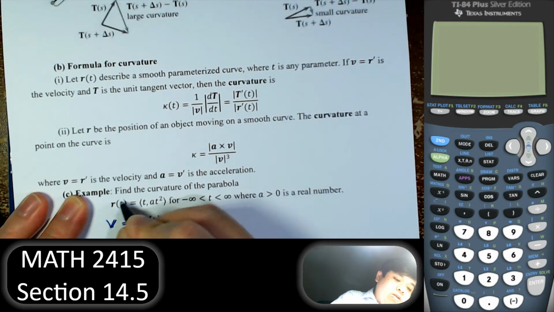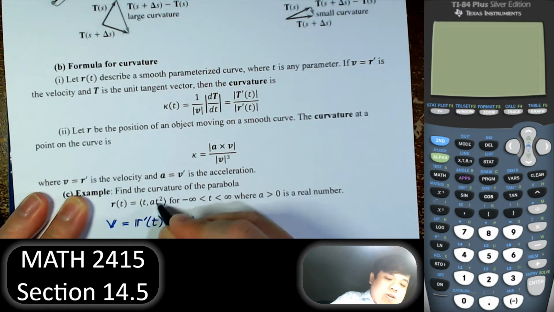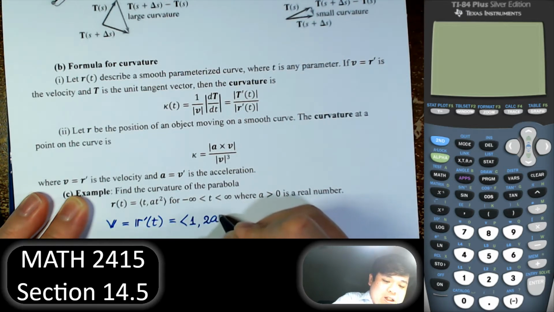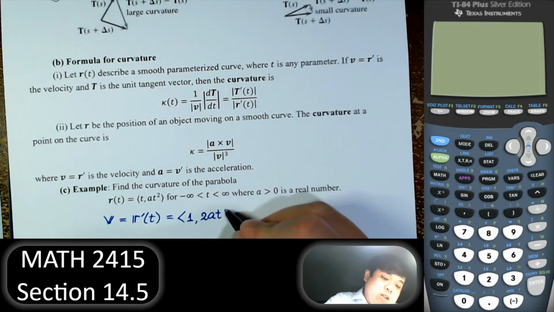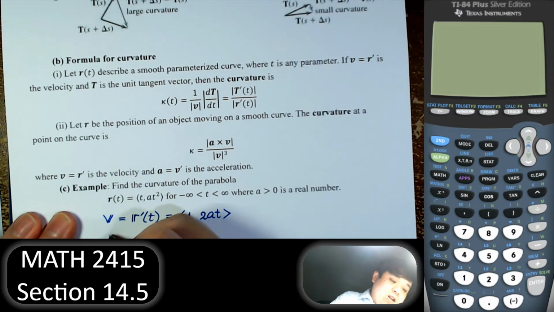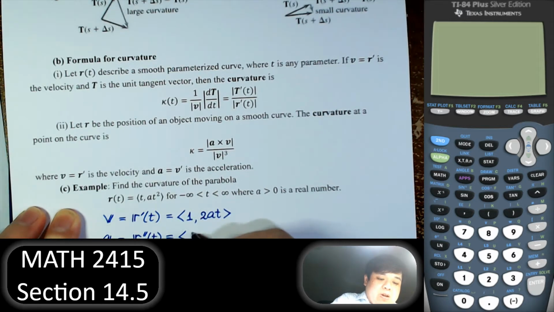So we take the derivative to find the velocity vector. The derivative of t is 1. The derivative of this is 2at. Just the derivative with respect to t. And then the acceleration is the second derivative, which will be 0 and 2a.